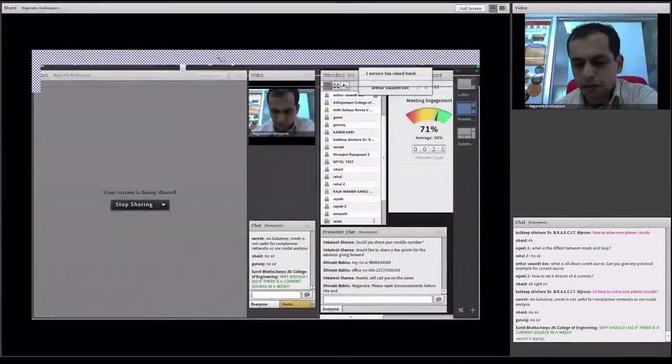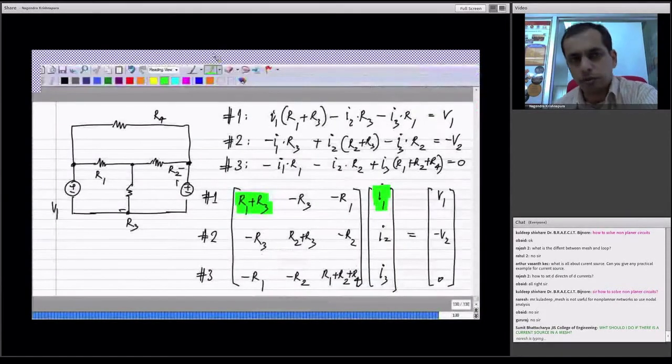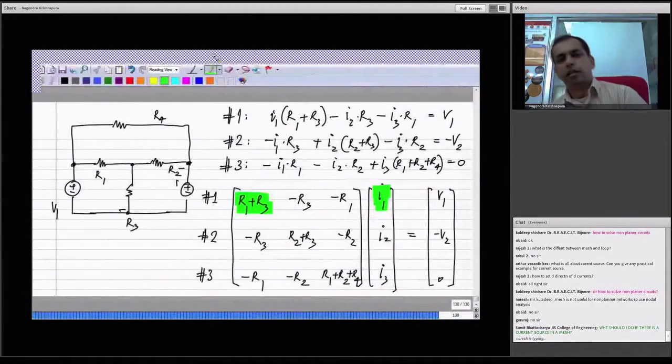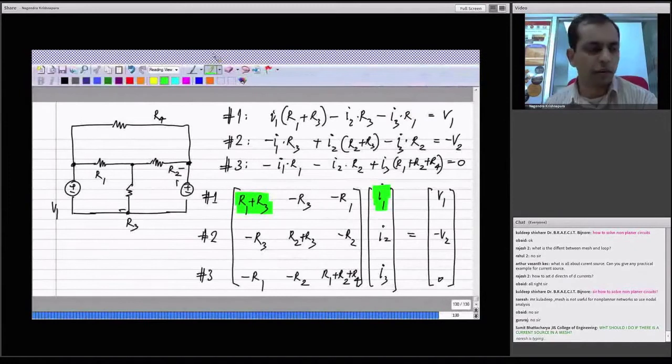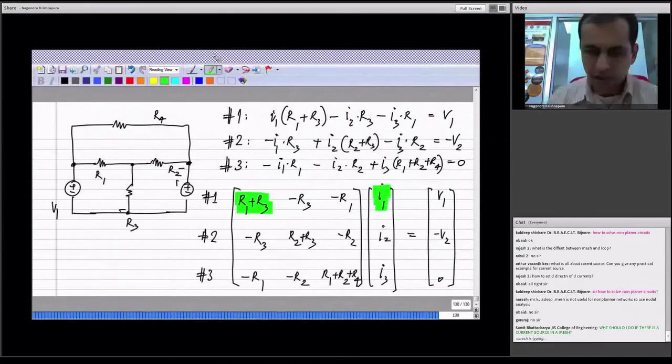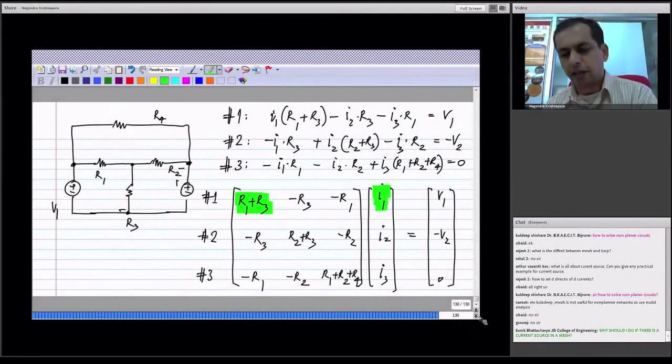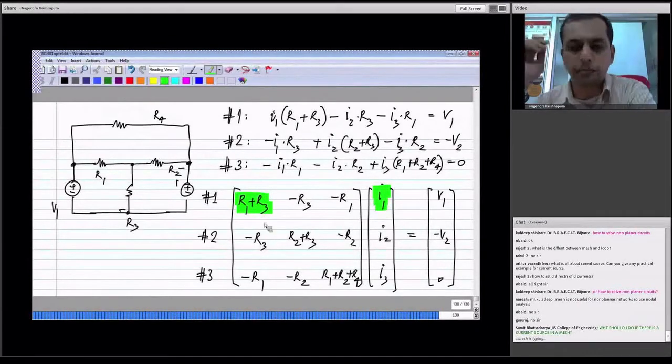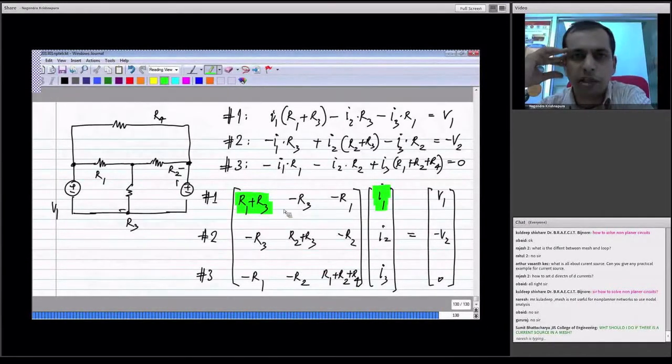Now you can see that this structure is analogous to what we had with nodal analysis when we had only resistors and current sources. First of all, what are the diagonal elements? What are the elements on the diagonal of this matrix? Please try to answer this. So in the diagonal, in the first one, I see R1 plus R3. Second one, I see R2 plus R3. And the third one, R1 plus R2 plus R4. What are these?